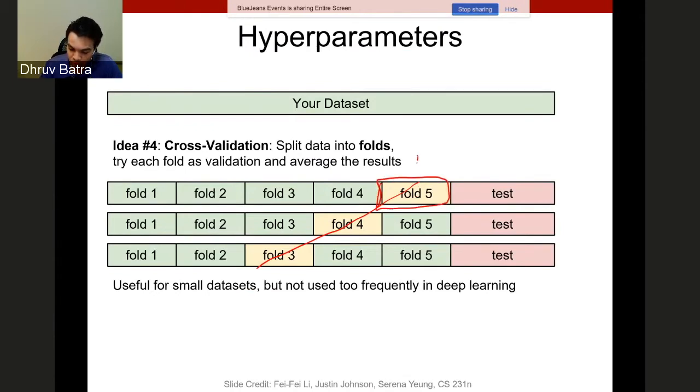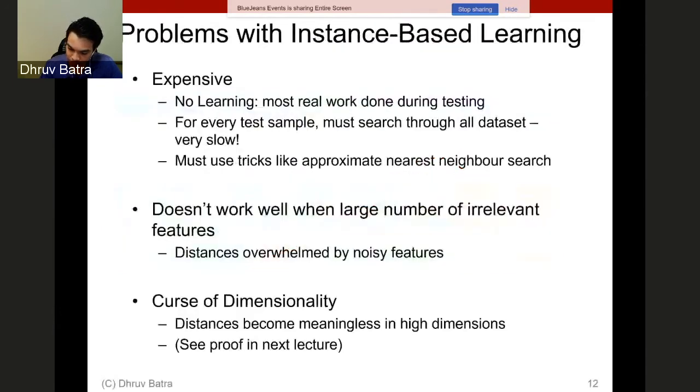And then use those hyperparameters k star to report performance on test. And that's it. Do not do any optimization on the test set. We also told you about the problems with instance-based learning, that it's expensive. It does not work well when there are a large number of irrelevant features, and the problem of high dimensional data. And we have some notes up on the webpage where you can read more about this.